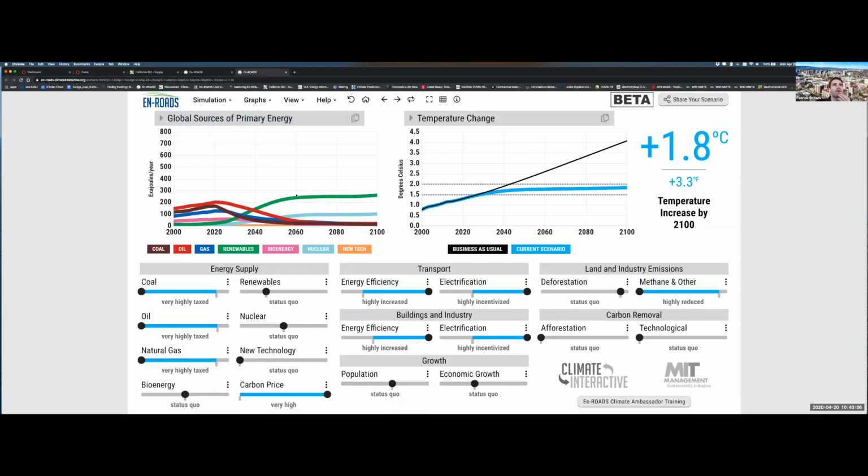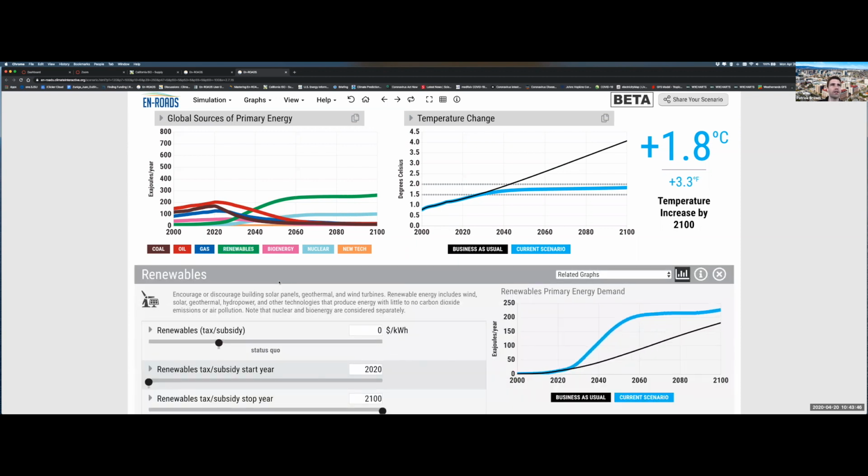My global sources of primary energy. The way that I got these to stabilize was I taxed my fossil fuels, coal, oil, natural gas. I put on a high carbon price. I increased energy efficiency for both transport and buildings and industry. I also electrified those, meaning that I'm getting my energy from electricity rather than, for example, burning oil inside the car. And so what happens is, in this case, by 2060, most of the energy is coming from renewable energy. So renewable is our green line here.